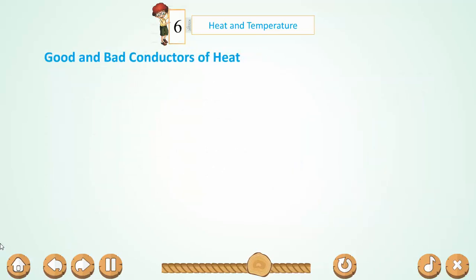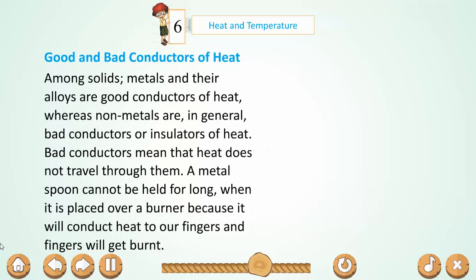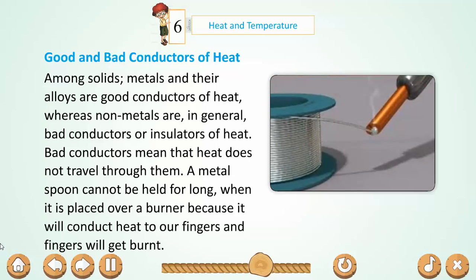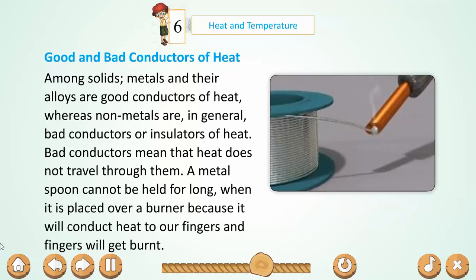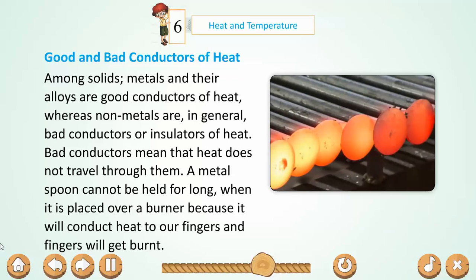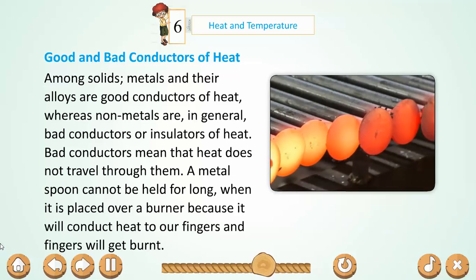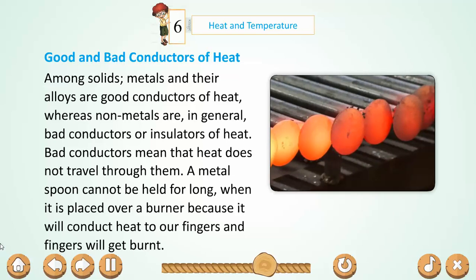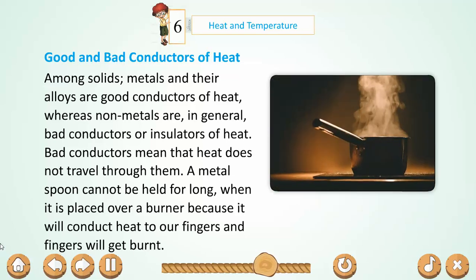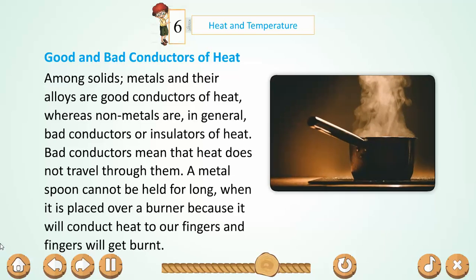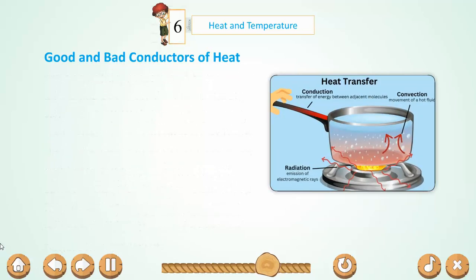Good and bad conductors of heat. Among solids, metals and their alloys are good conductors of heat, whereas non-metals are, in general, bad conductors or insulators of heat. Bad conductor means that heat does not travel through them. A metal spoon cannot be held for long when it is placed over a burner because it will conduct heat to our finger and our fingers will get burnt.